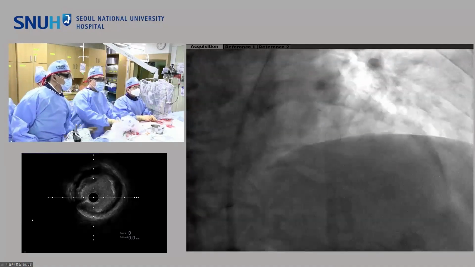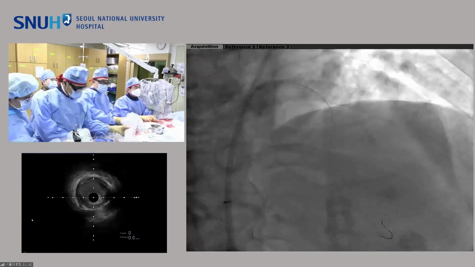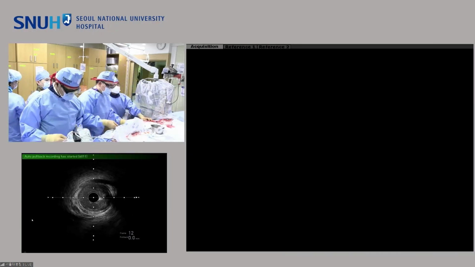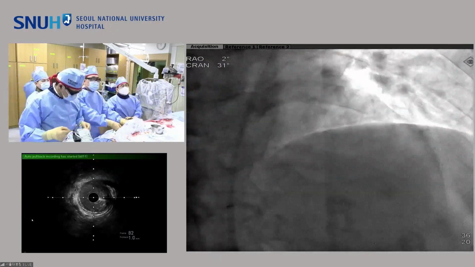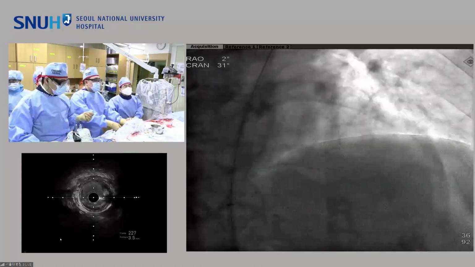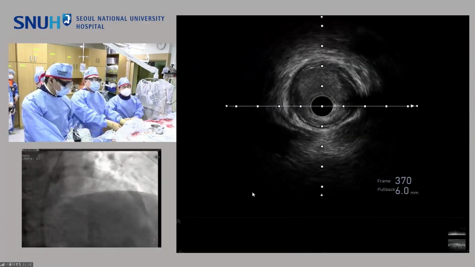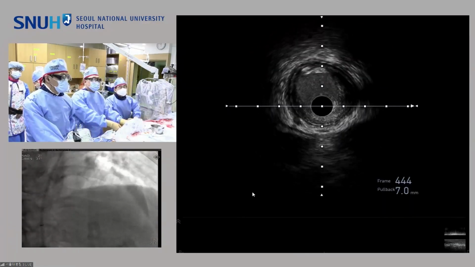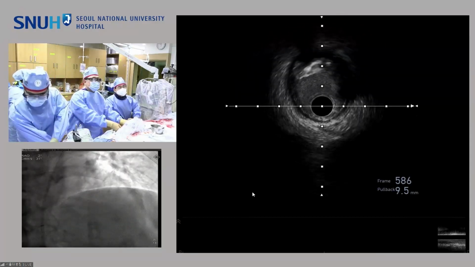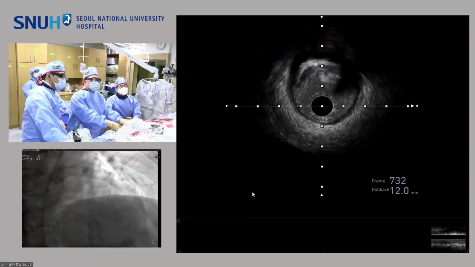Now IVUS can be passed. Pull back. IVUS, please. IVUS on the big screen, angio on the small screen. Vessel size is about 3.5 with eccentric plaque. MLD is 2 by 2.5. Here, concentric plaque. MLD is 2 by 2.5. Eccentric plaque. MLD is 2.5.